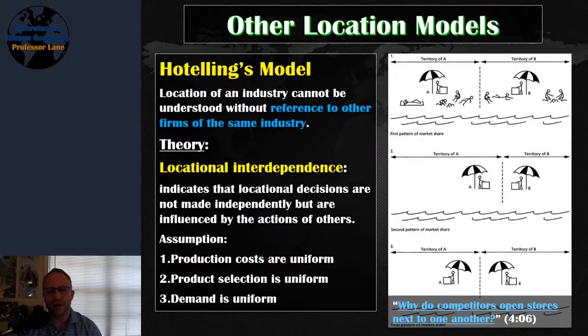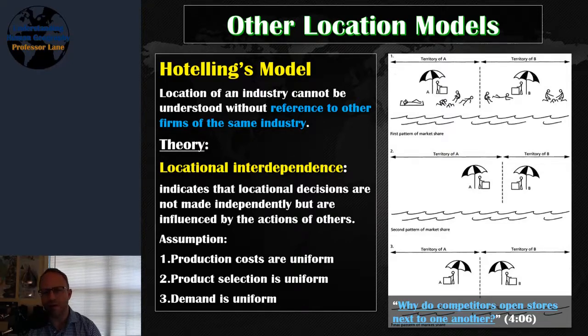Now, the second model that we'll discuss is known as Hotelling's location model of locational interdependence. In 1929, Harold Hotelling was a professor of mathematics at Stanford University when he first proposed the idea of locational interdependence. He proposed that the location of firms cannot be understood without first looking at the location of other firms from the same industry. For example, you might have wondered why when you are on a highway or a road trip you don't see a gas station for miles, but then all of a sudden, four of them appear at a single intersection. Hotelling's model attempted to explain this relationship.